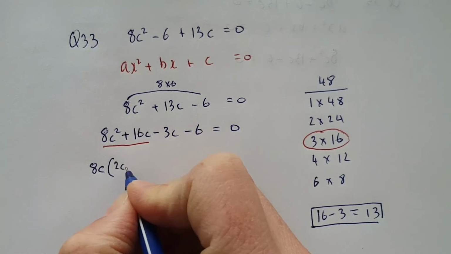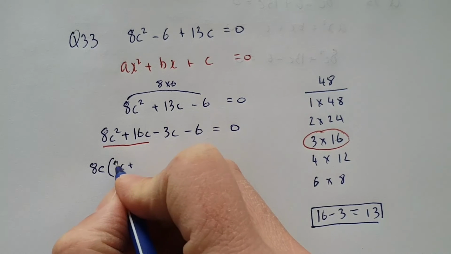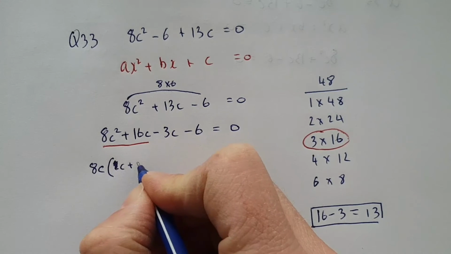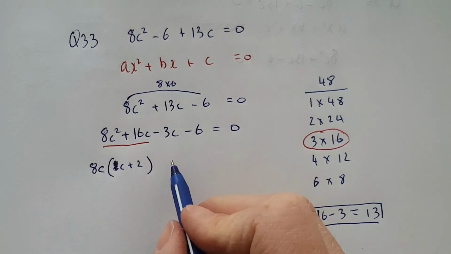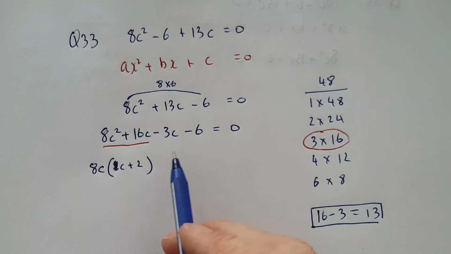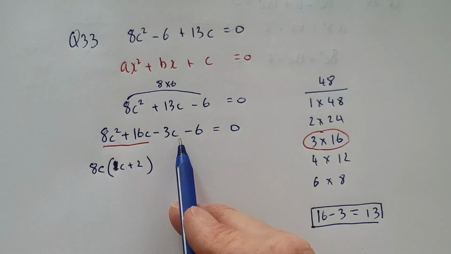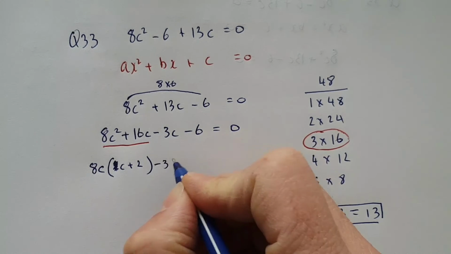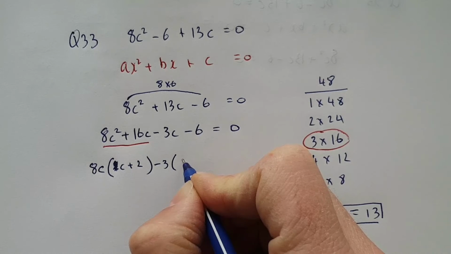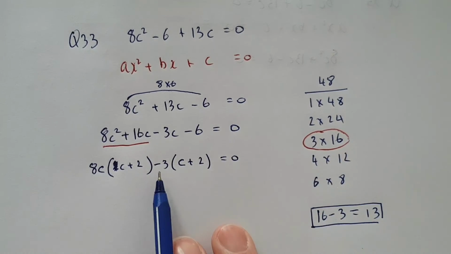That's going to leave me with c plus 2. So I have 8c outside of c plus 2. Now, I need the second bracket to be the exact same as the first bracket. So when I look at minus 3c minus 6, the only factors between those are going to be either plus 3 or minus 3. But if I take out a minus 3, that's going to leave me with c plus 2 inside the bracket, which is what I want.